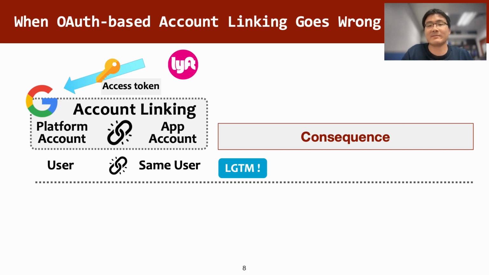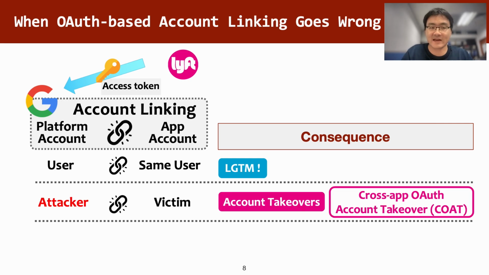However, let's say I'm an attacker and you are the victim. If I can somehow steal your Lyft account and then bind it to my Google Assistant, then I can request a ride for free and you're going to pay my bill. So this will cause account takeovers, and this can be achieved with an attack called cross-app OAuth account takeover, or COAT.